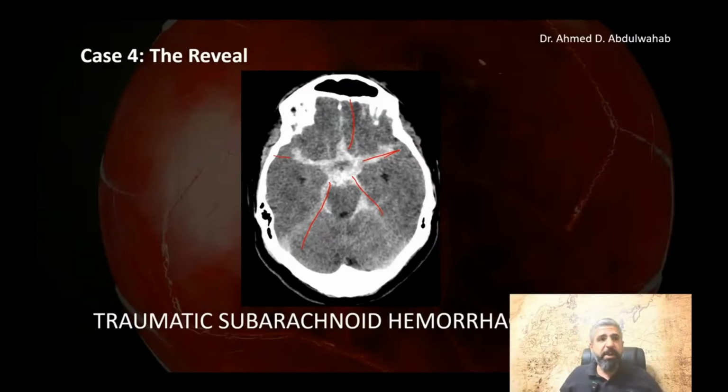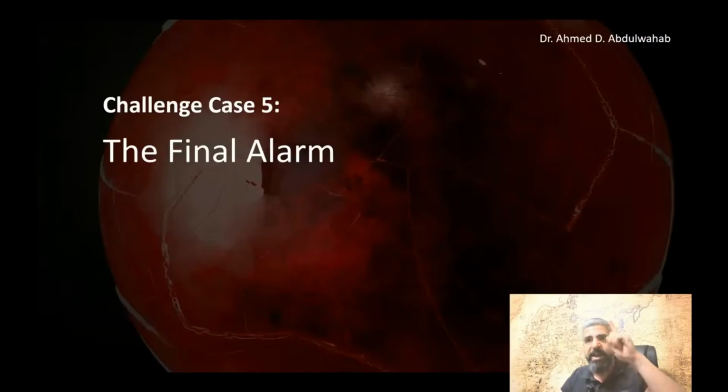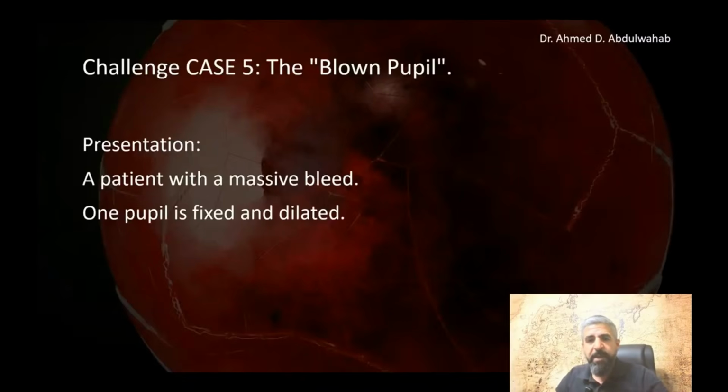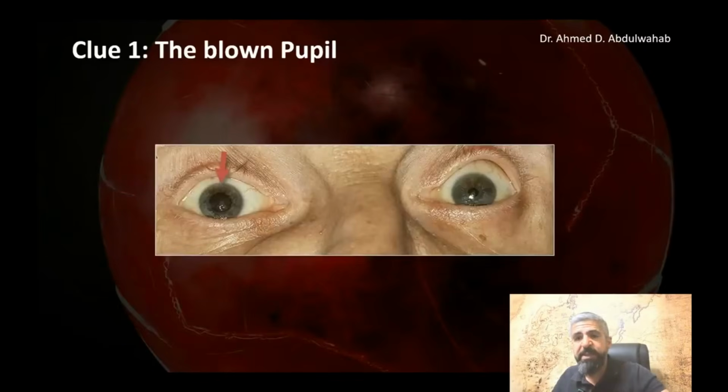Now, let's go to the final case and the challenge case number 5. It's called the final alarm. Focus here. Last case, the patient with a massive intracranial bleed. Suddenly, one pupil is fixed and dilated. This is the end stage of the mass effect. We are looking for the push. Again, patient with massive bleed and one pupil is fixed and dilated.